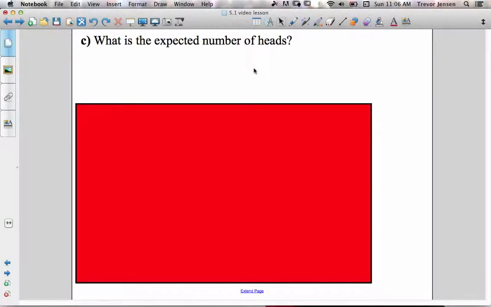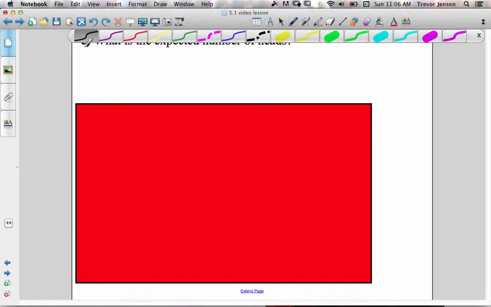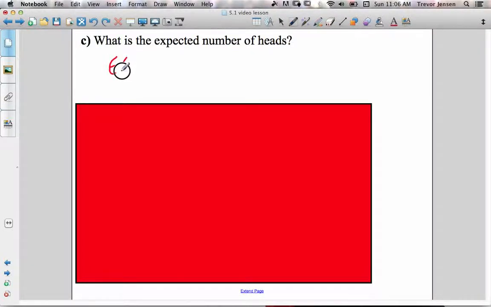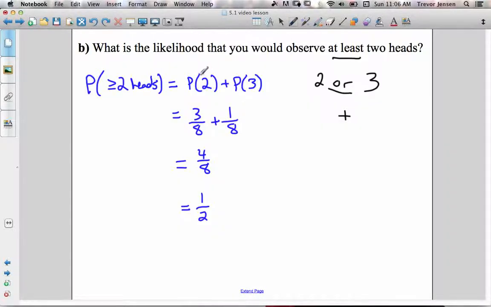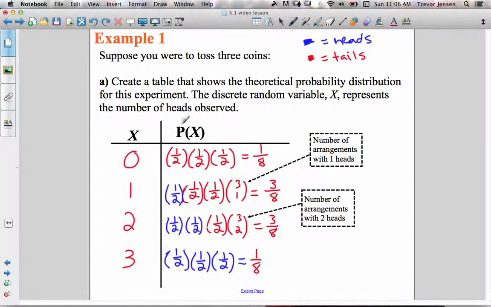Okay, what is the expected number of heads? So remember, we're going to use the formula for this. We want the expected value of our discrete random variable, and that means the expected number of heads. We need to do the sum of each value the discrete random variable could take on, multiplied by the probability of each of those values occurring. So if we look back to our table, we just need to do the sum of x times p(x). So the sum of the value of the discrete random variable times the probability of that value occurring. So 0 times 1 over 8 plus 1 times 3 over 8 plus 2 times 3 over 8 plus 3 times 1 over 8.